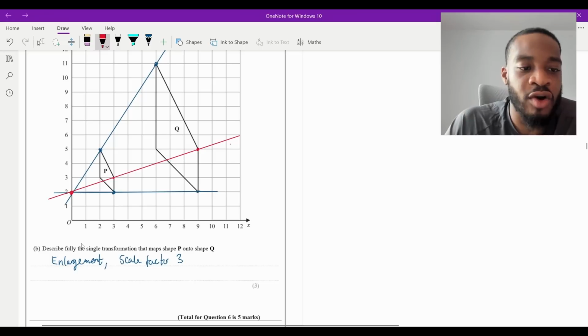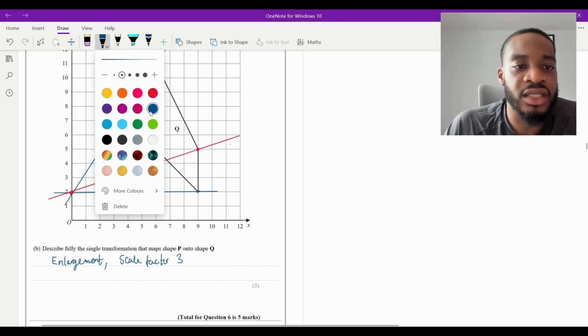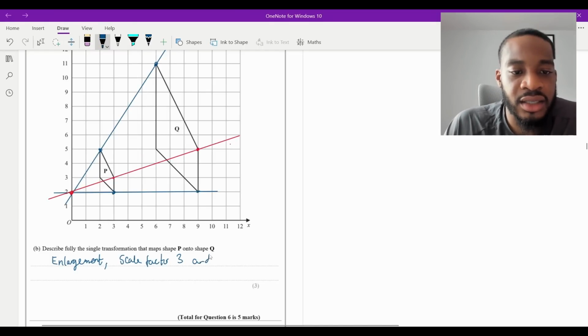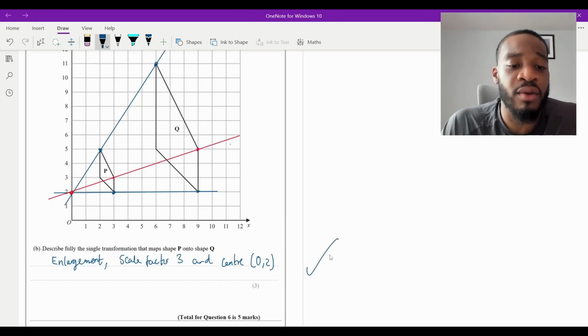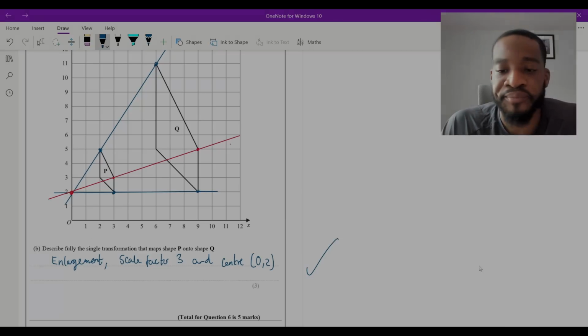So therefore, you've got enlargement scale factor 3, and then you're going to say and center, and then you're just going to put 0, 2, because that's where all of the lines go through. And that will be it, and that will give you the 3 marks. And that's question 6 finished.